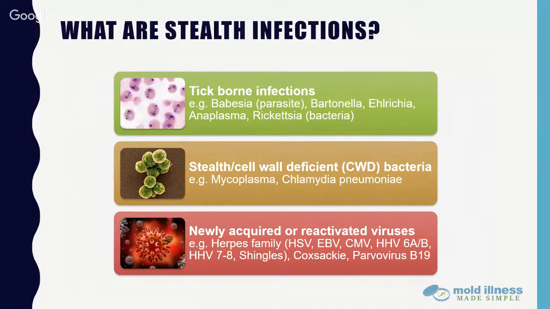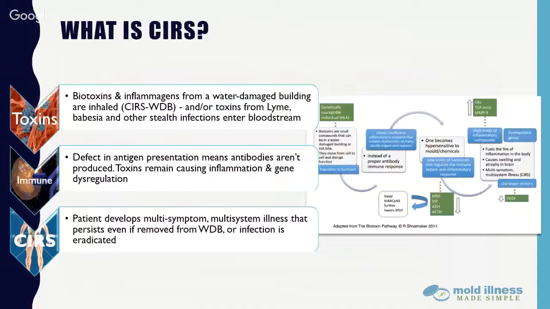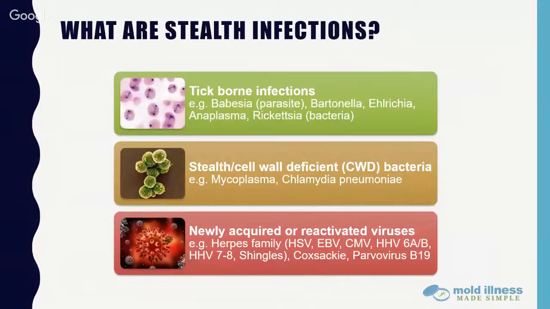And some of the important ones include tick-borne infections. And there's a whole bunch of bacteria which people can get through ticks. And this includes Babesia, Bartonella, Ehrlichia, Anaplasma, and Rickettsia. And of course, Borrelia, which we've already spoken about. But these are some of the co-infections that are often also picked up through ticks.